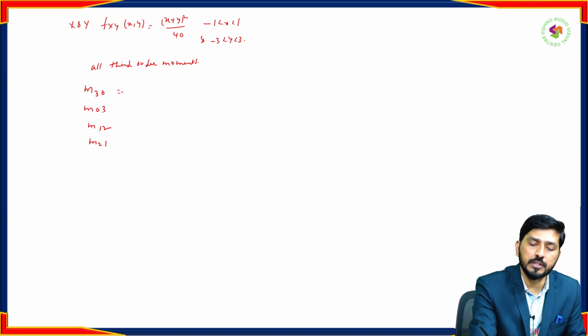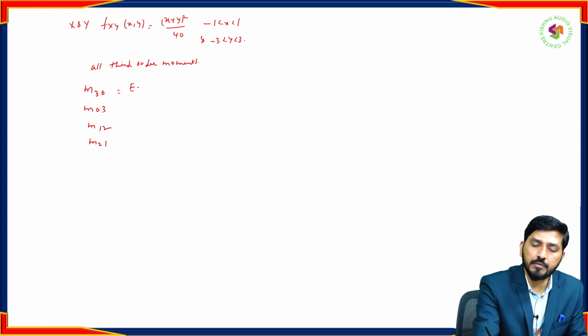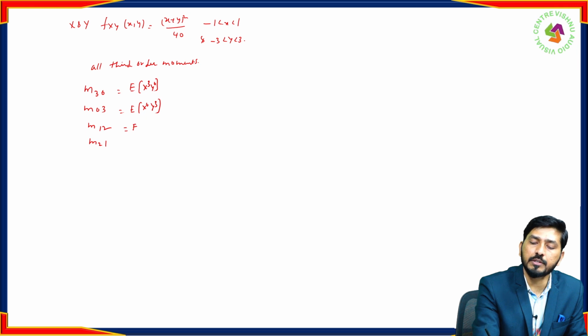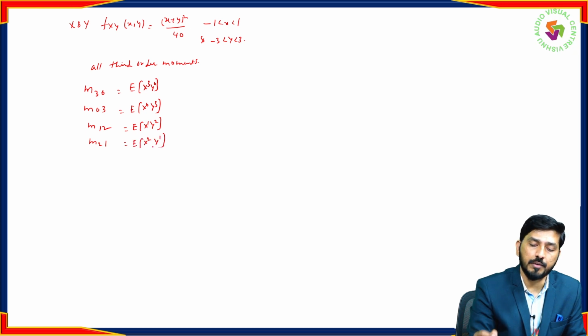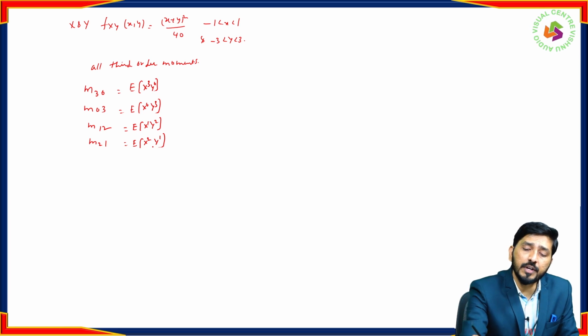M30 is expectation of x cube and y power 0, M03 is expectation of x power 0 and y power 3, M12 is expectation of x power 1 and y power 2, and M21 is expectation of x power 2 and y power 1. We need to find the values for these.